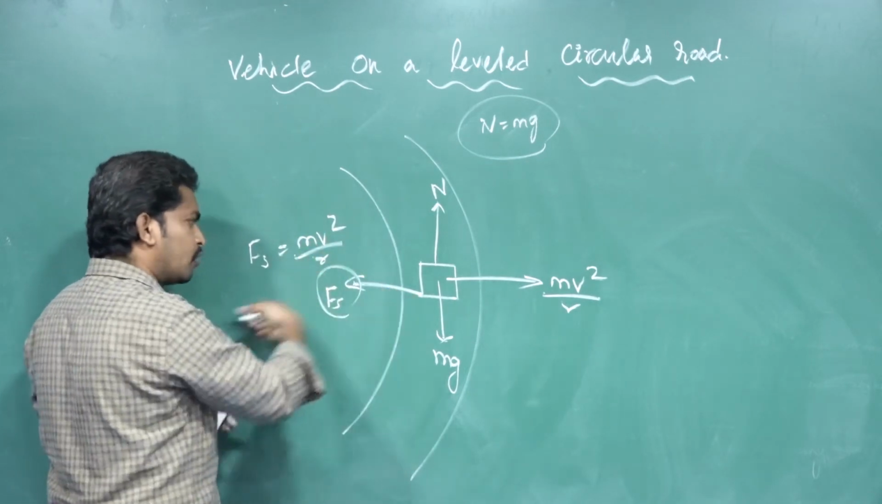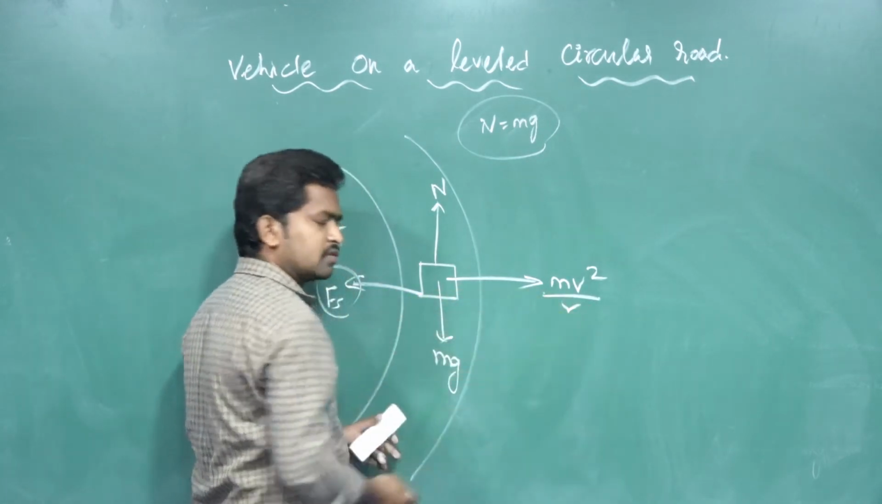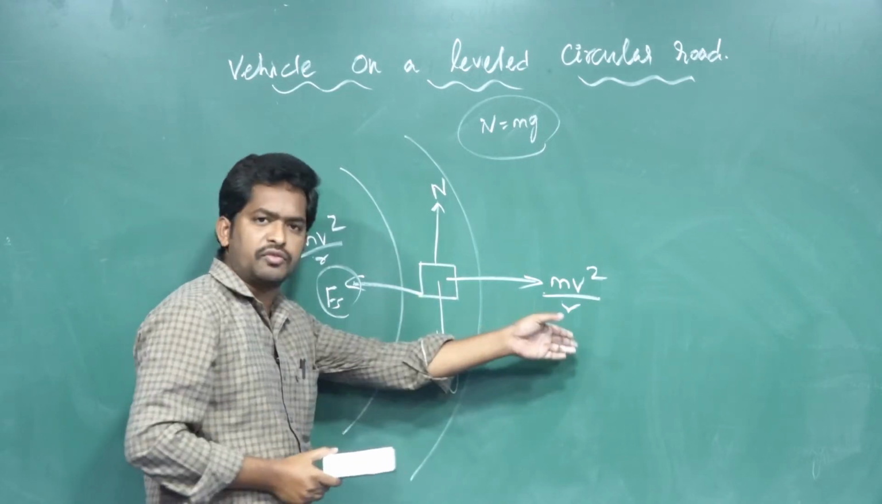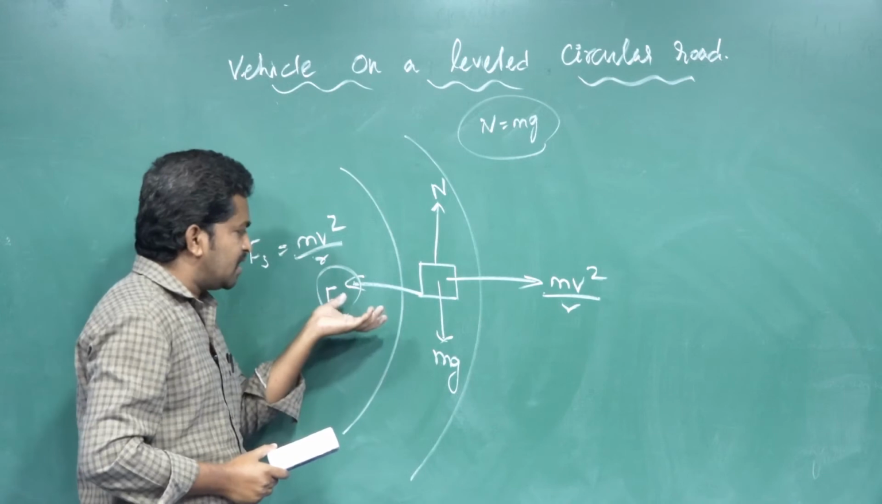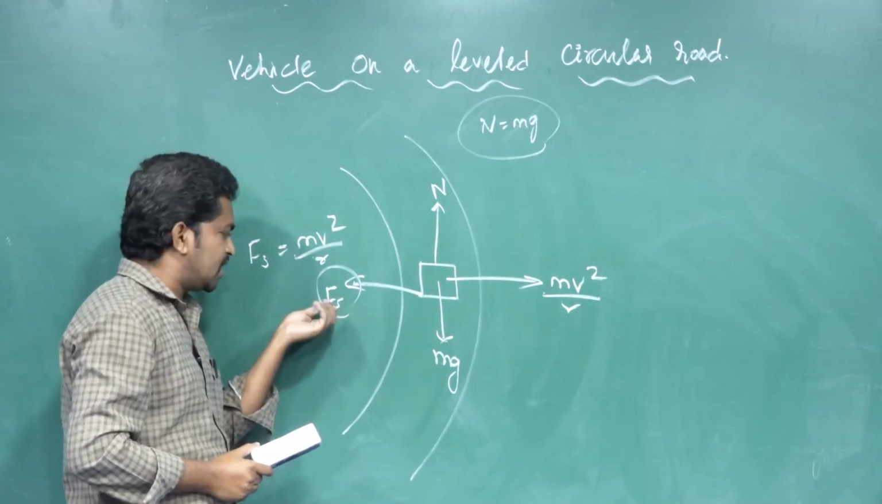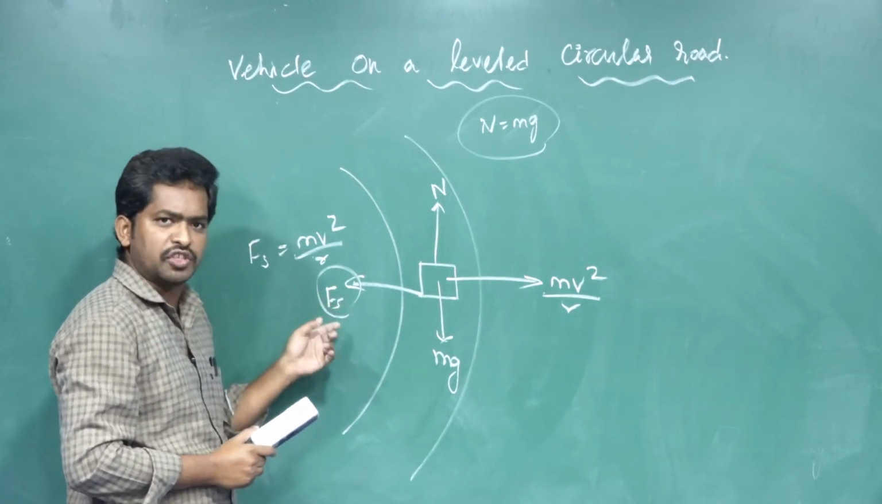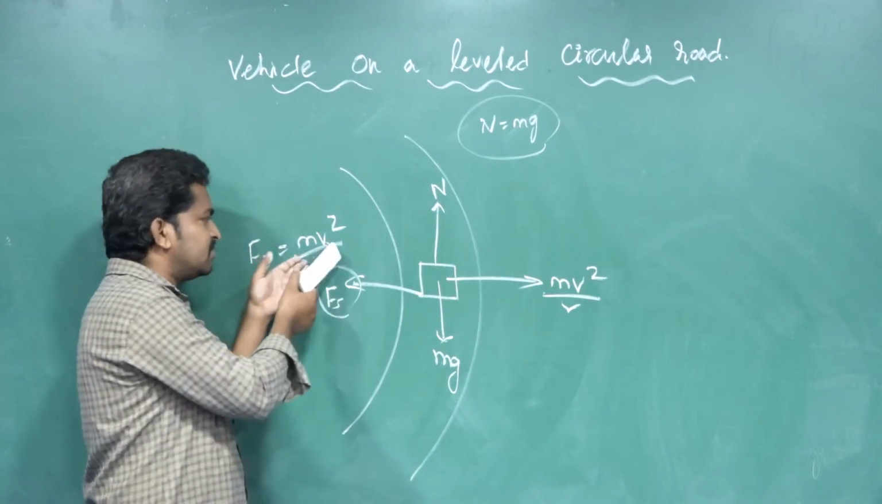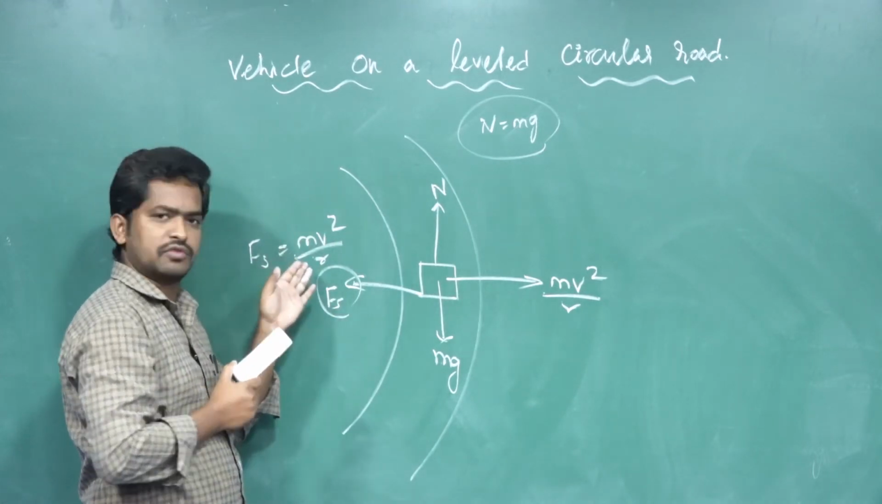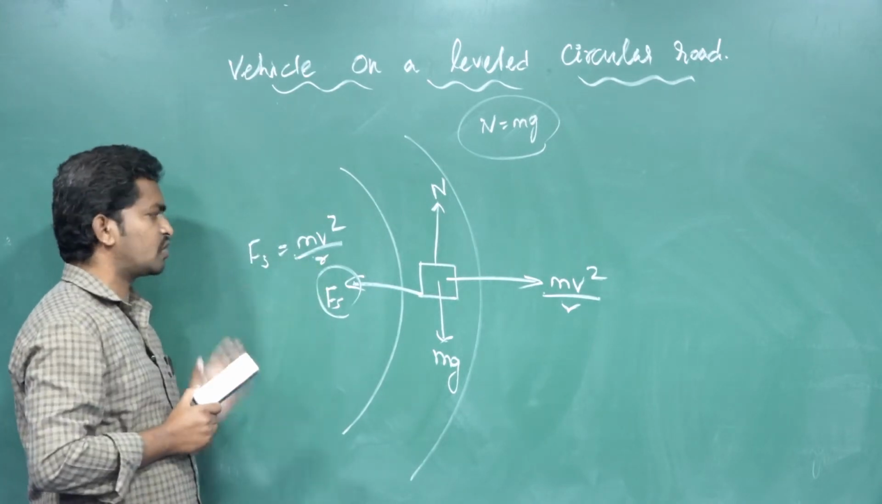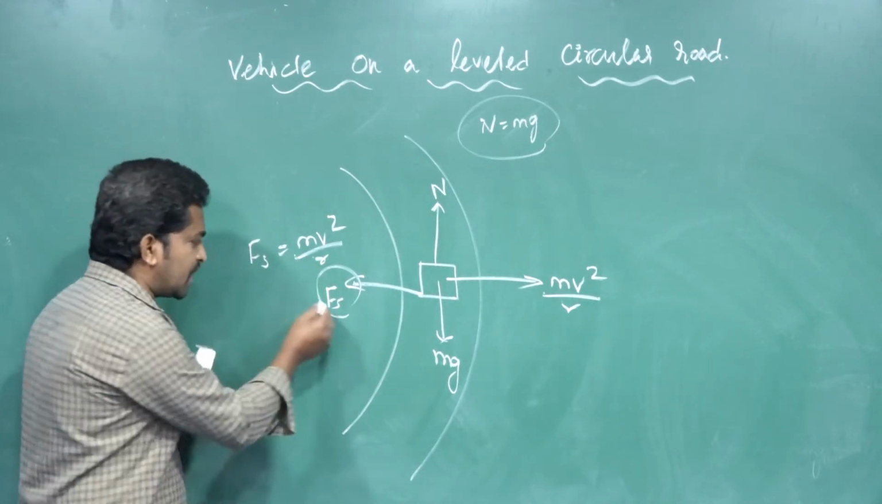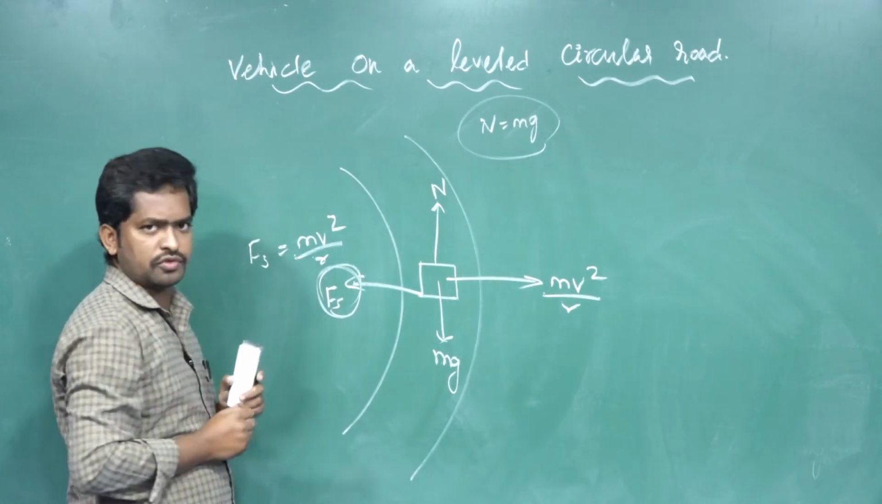This is the centripetal force, this is the centrifugal force, which means மைய விலக்கு விசை, மைய நோக்கு விசை. So Fs, this frictional force, should act as a centripetal force, மைய நோக்கு விசையாக செயல்படும். So Fs is equal to mv square divided by r. Fs is nothing but the frictional force.